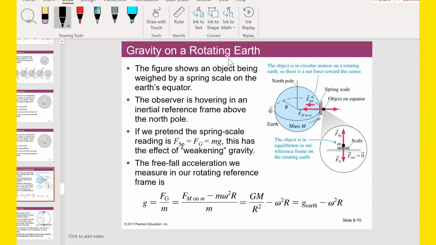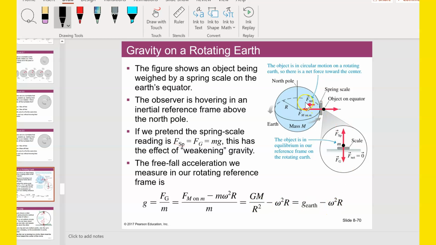Interesting slide here. Gravity on a rotating Earth. The figure shows an object being weighed by a spring scale on the Earth's equator. We have an observer in an inertial reference frame that's not moving. He's just kind of hovering over the North Pole in this case. If we pretend the spring scale reading is F spring scale equals Fg equals mg, this has the effect of weakening gravity. The free fall acceleration we measure in our rotating reference frame is this.